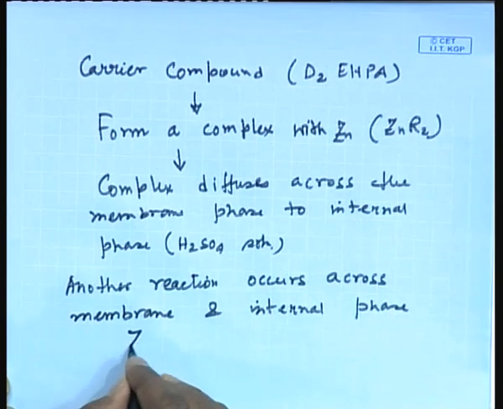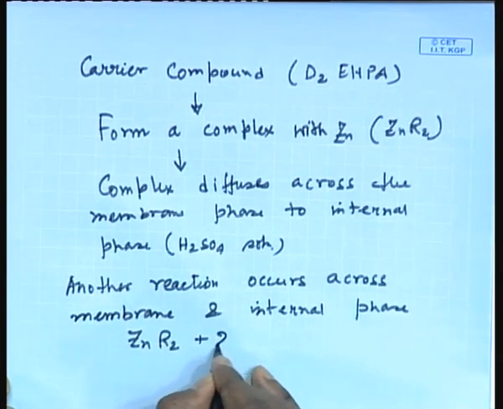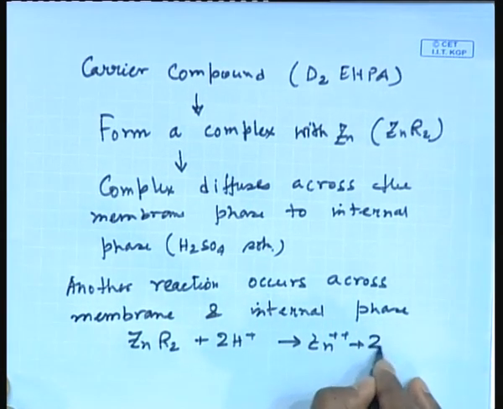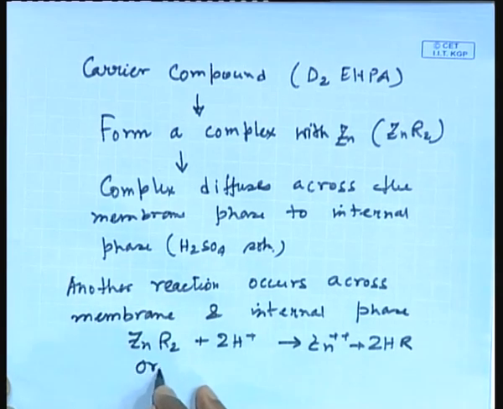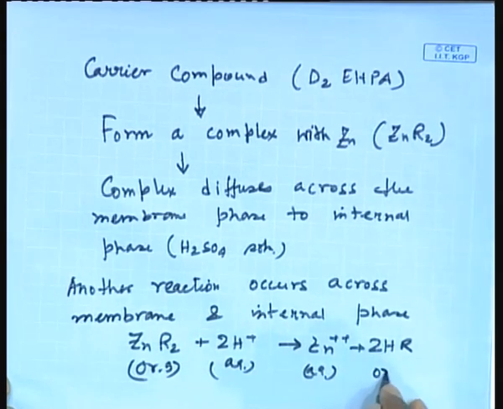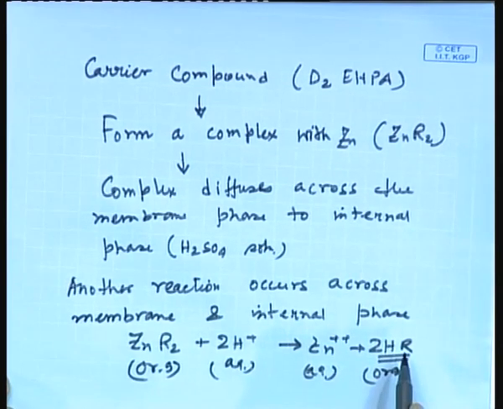What is the reaction? The reaction will be ZnR2 plus 2H+ going into Zn++ plus 2HR. Again, this is the organic phase and this is the aqueous phase. So you get back your HR, the carrier compound, and it will remain in the oil phase or the membrane phase. Concentrated acid in the internal phase strips Zn from the membrane phase to become Zn++ ion and donates a proton to the extractant in the membrane phase.